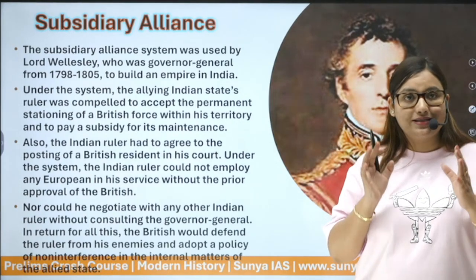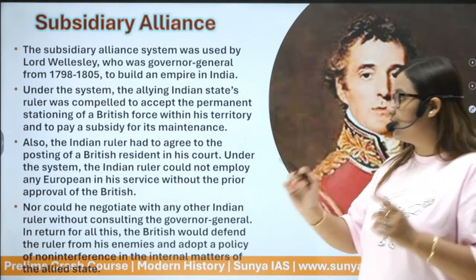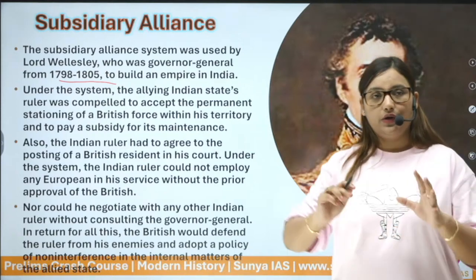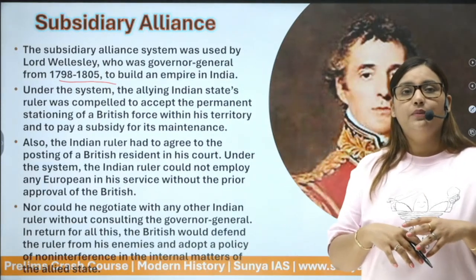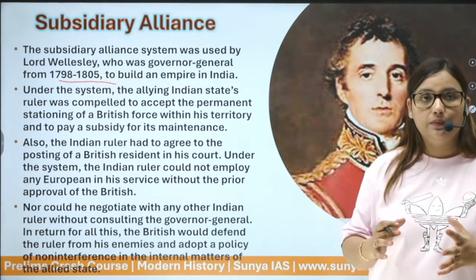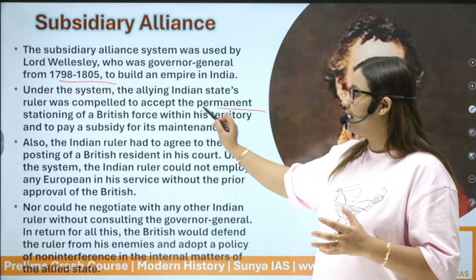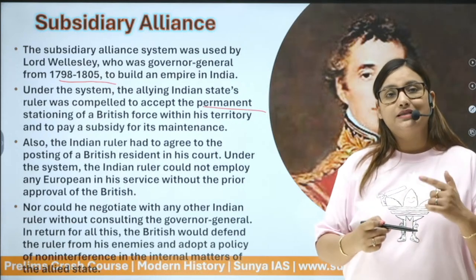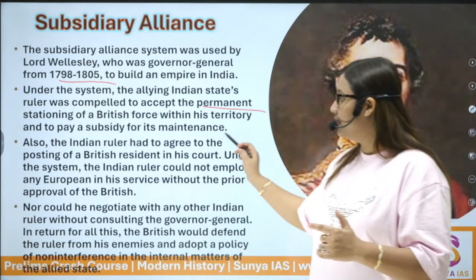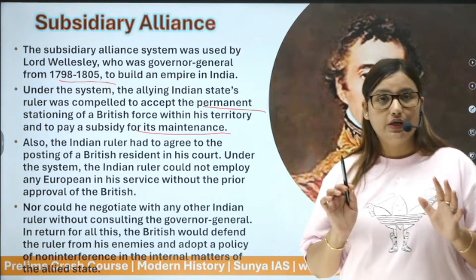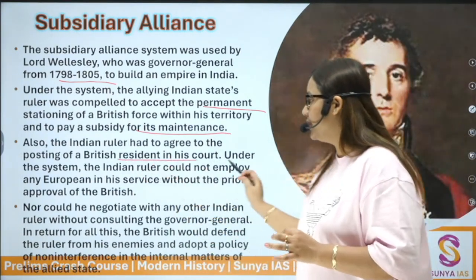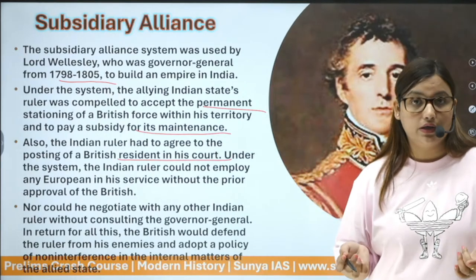Okay, so it was a system by Lord Wellesley, who ruled in India from 1798 to 1805, and he wanted to make a big empire through this system. He wanted a permanently stationed British force, which would be paid for by a subsidy at Indian expense. Okay, so the Indian ruler had to agree to post a British Resident in his court, who would spy on the Indian ruler.